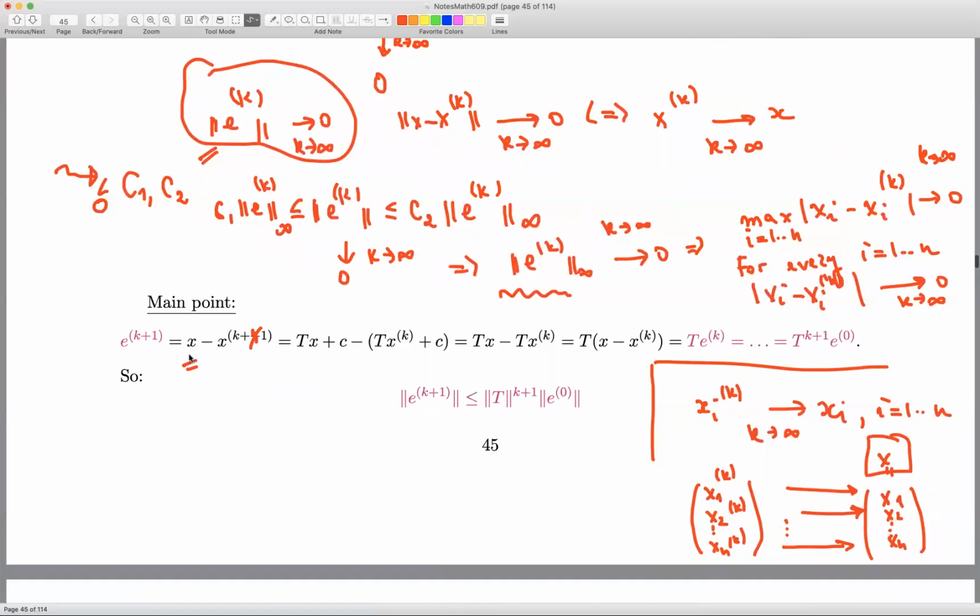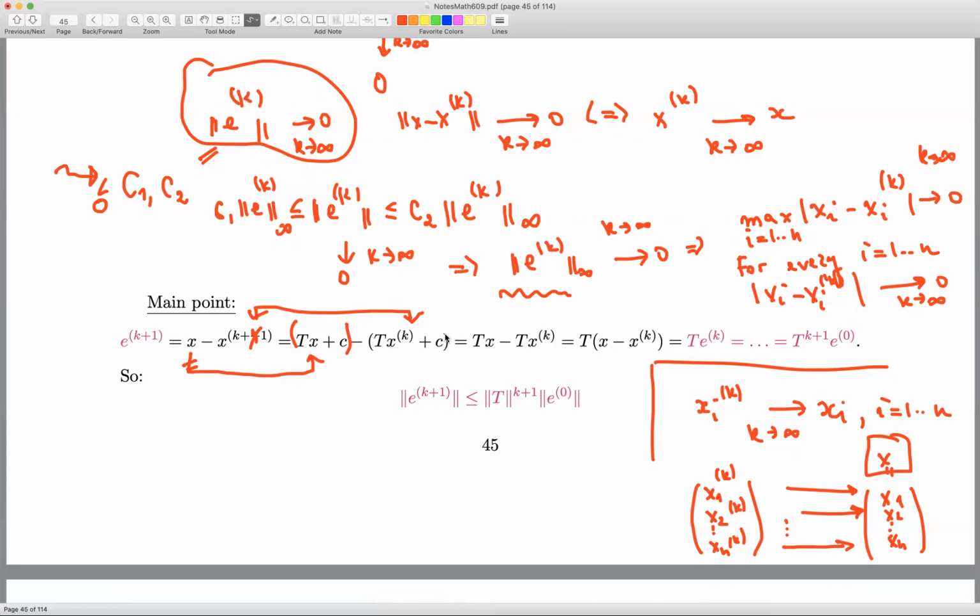Since x is the exact solution, it satisfies the system x is equal to Tx plus c. So instead of x, we write Tx plus c. And here, instead of x_{k+1}, we write how we got x_{k+1}. We got the (k+1)th output of the iteration as T applied to the kth output of the iteration plus c. So this part here is equal to the vector x_{k+1}, and this first part here in red brackets is equal to x.